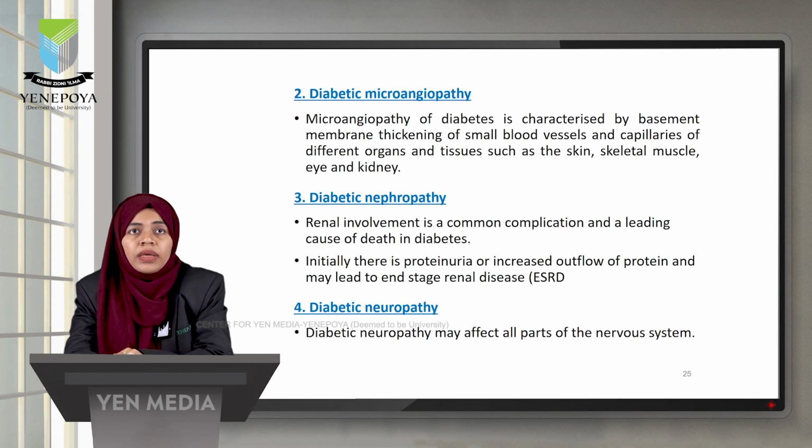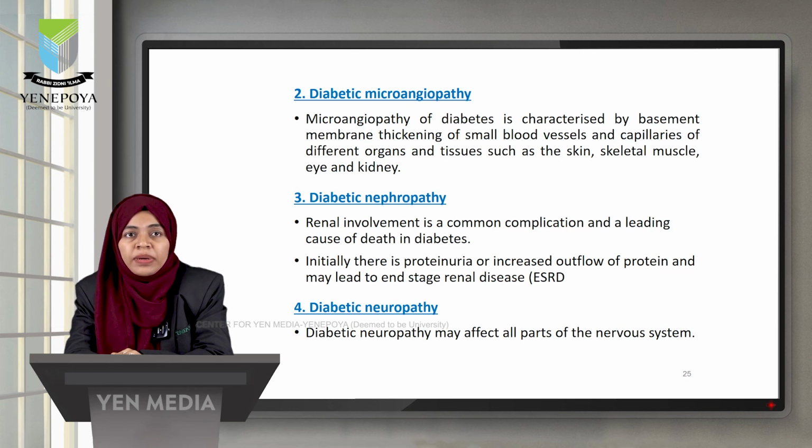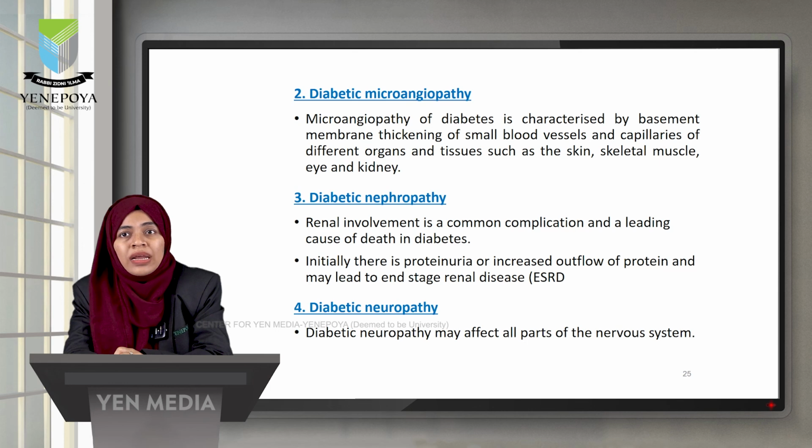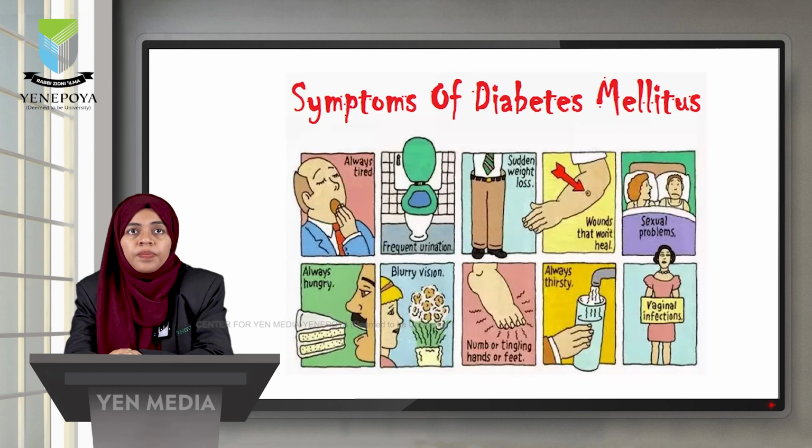Diabetic microangiopathy. Microangiopathy of diabetes is characterized by basement membrane thickening of the small blood vessels and capillaries of different organs and tissues such as skin, skeletal muscles, eye and kidney. Diabetic nephropathy. Renal involvement is a common complication and a leading cause of death in diabetes. Initially there is proteinuria, or increased outflow of protein, which may lead to end stage renal disease. Next comes diabetic neuropathy, which may affect all parts of the nervous system.